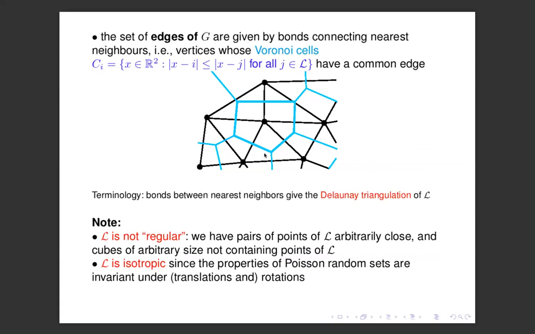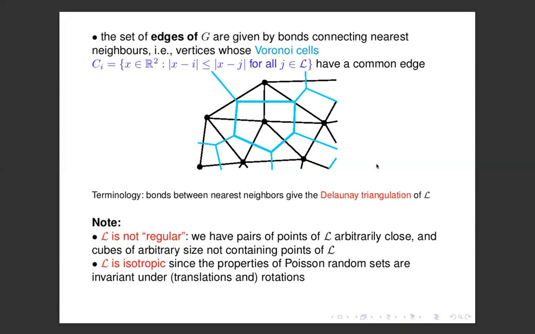So this is a convex polytope, or a convex polygon, polyhedron, say, or in R2. And we say the 2 points are nearest neighbors if their Voronoi cells have a common edge. So these are 2 neighboring points, and this is the common edge of the Voronoi cells. And then the graph is what is called the Delaunay triangulation of the lattice, in which, as edges, you have the bonds connecting near neighbors.